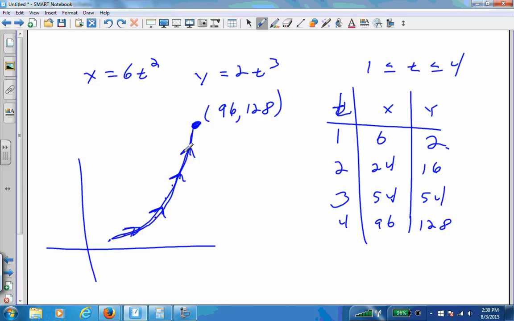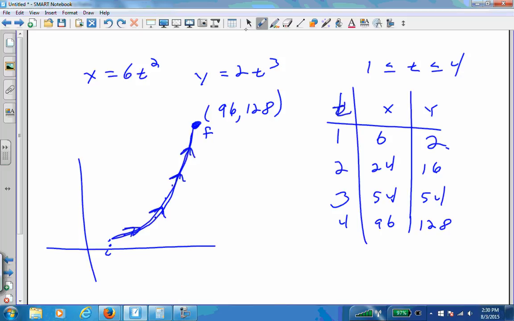And on the test, if I ask you to make a plot, I do want to make sure you have the arrows in. Show me where your parametric curve starts and where it stops. Because it starts at t equal 1, it stops at t equal 4.